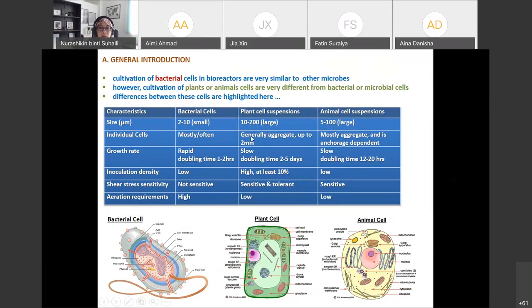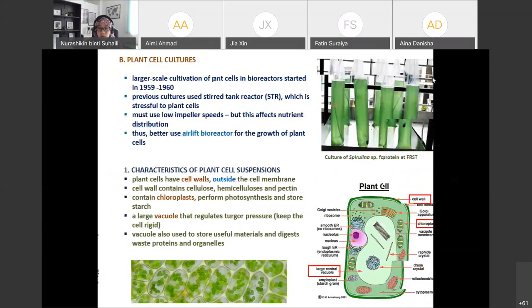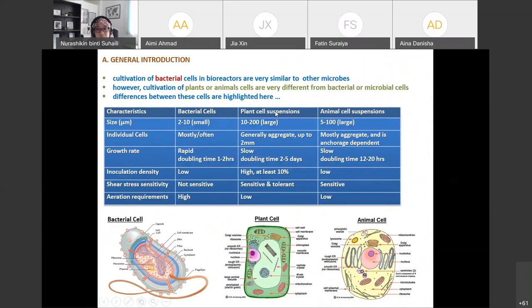Having said that, this is just a comparison between plant cell suspension, bacterial cells, and animal cells. I don't have the yeast and fungi here, but you can imagine that they are in between, because yeast is much bigger than bacteria, and fungi are much bigger than yeast. So the order of size for the microorganisms is bacteria, yeast, fungi, from the smallest to the biggest.